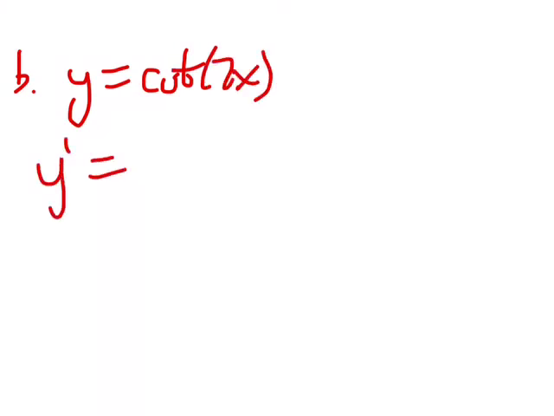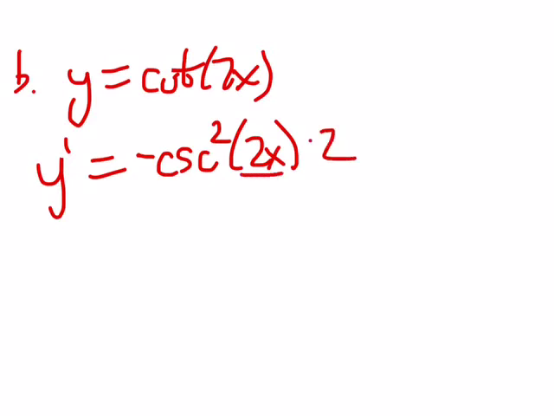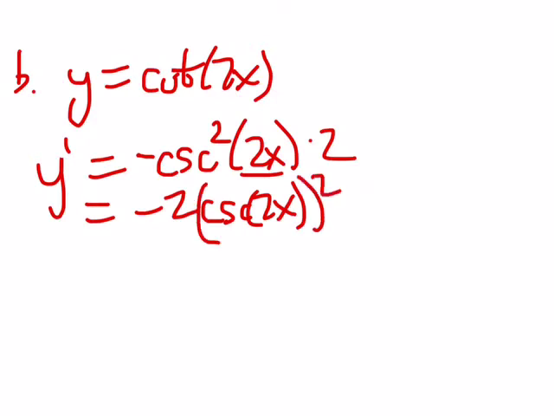B, so I got y equals cotangent 2x. So y prime, derivative negative cosecant squared, I leave the g, because it was chain rule, times 2. So that was derivative of the inside. I'm going to clean that up real quick, just put the 2 in front. And then I'm going to write what this really means. It really means negative 2, and then cosecant of 2x squared.